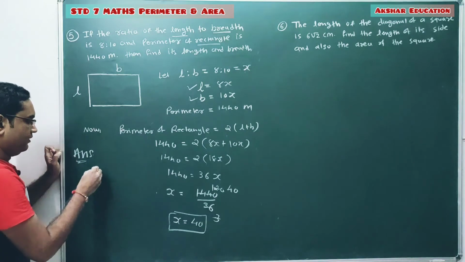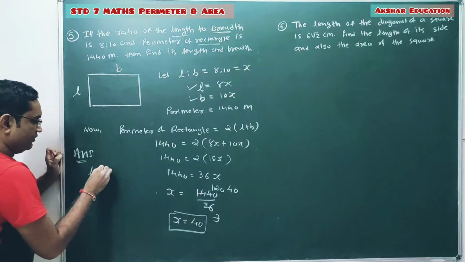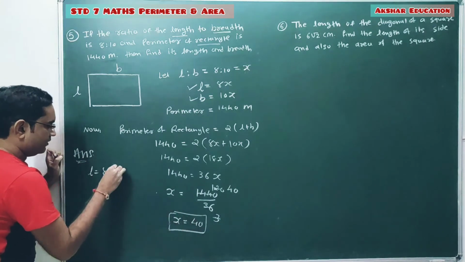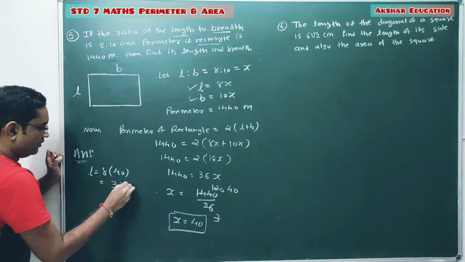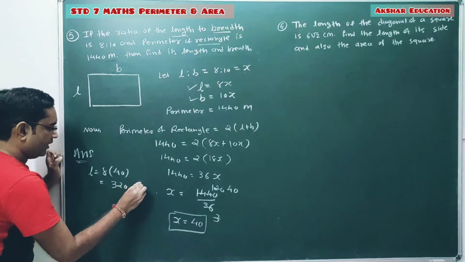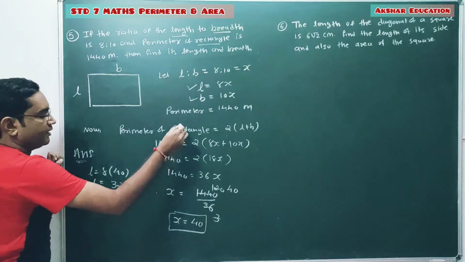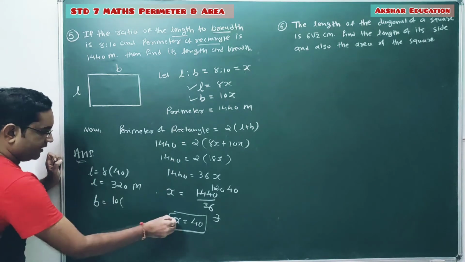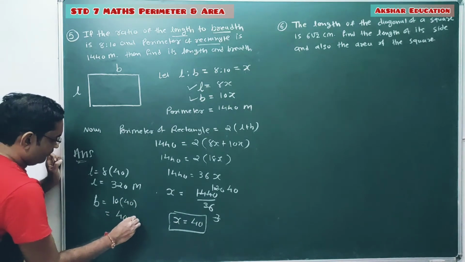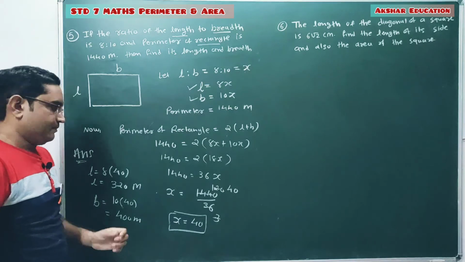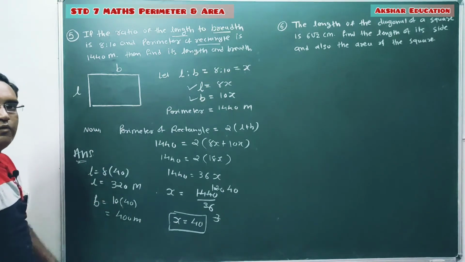So our answer: length L equal to 8x, and here our x is 40. Clear? So 8 4s are 32 and 0, 320 meter is the length, and breadth B is 10x. x is 40, so 10 into 40, 400 meter. This is our answer, students. The length of this rectangle is 320 meter and breadth is 400 meter.